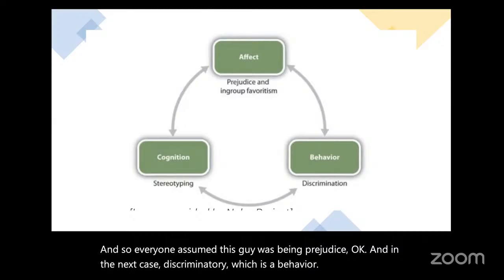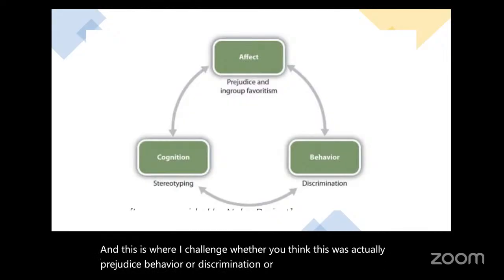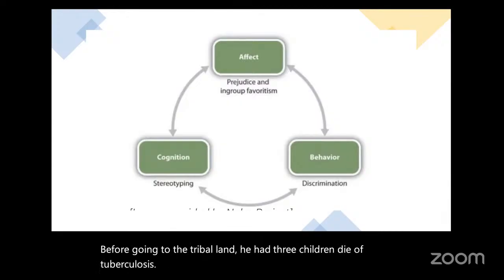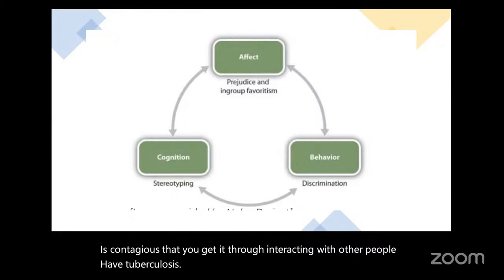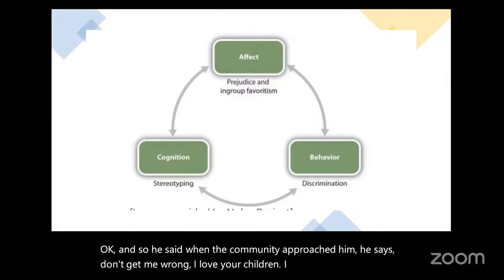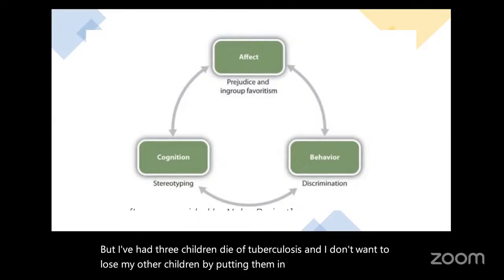Okay. But, and this is where I challenge whether you think this was actually prejudice behavior or discrimination or not. Before going to the tribal land, he had 3 children die of tuberculosis. Tuberculosis was rampant in the Native American community that he was in. And so he knew tuberculosis is, I can't think of the word, contagious. You get it through interacting with other people who have tuberculosis. Okay. And so he said, when the community approached him, he says, "Don't get me wrong. I love your children. I love these people, but I've had 3 children die of tuberculosis, and I don't want to lose my other children by putting them in a high risk situation."